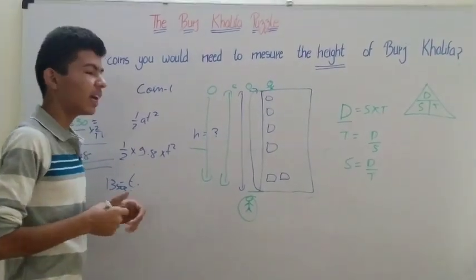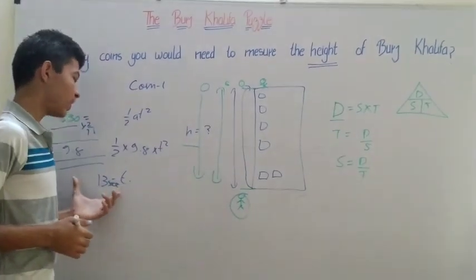So friends, for the Burj Khalifa, it would require a 13-second fall.